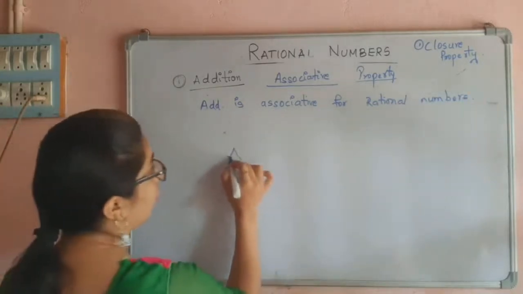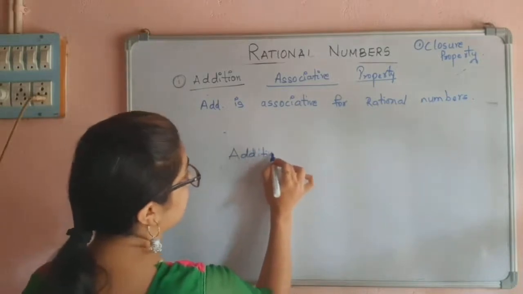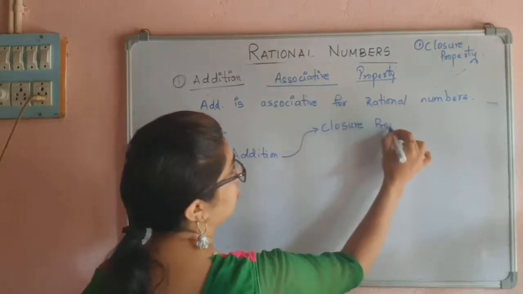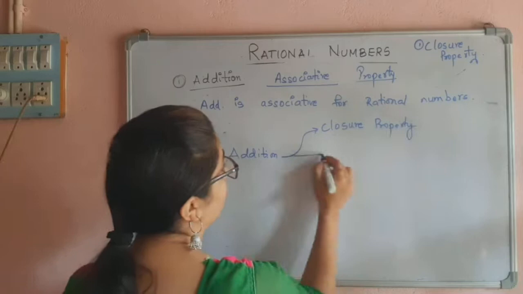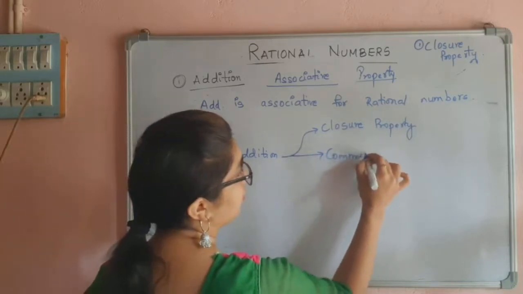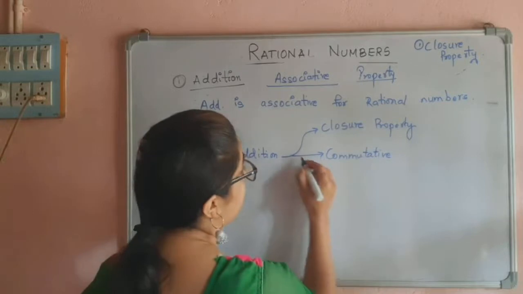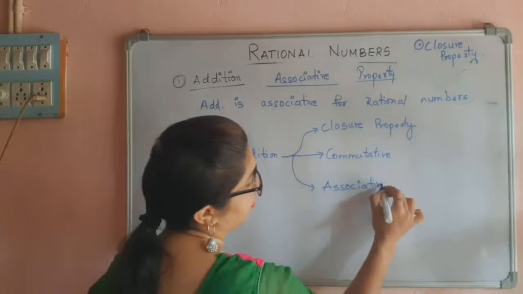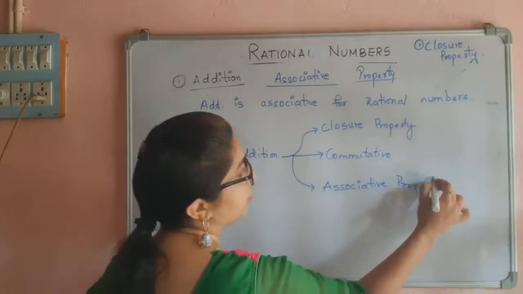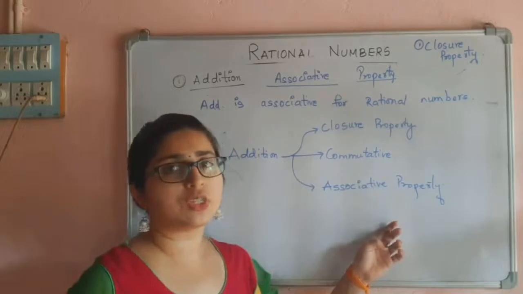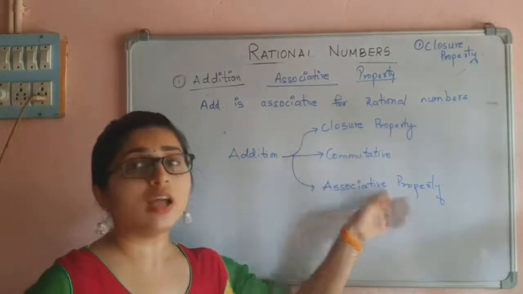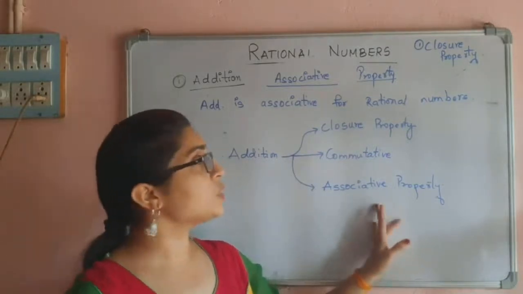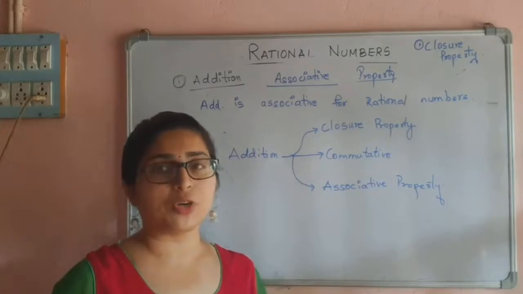So what did this addition satisfy? Closure, commutative property, associative property. So this is similar to integers, right? In integers also addition was satisfying all these properties, and for rational numbers also these three properties are satisfied for addition. In the next video we will be studying the multiplication of rational numbers.